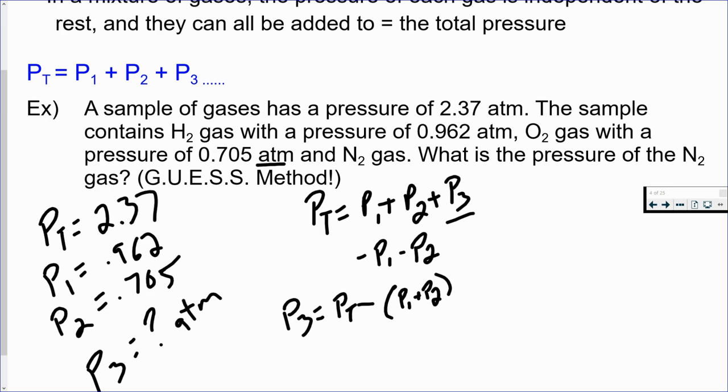So we're going to substitute those numbers in, and when you do that, you take 2.37 and you're going to subtract the sum of 0.962 and 0.705, and you will get P3, which is of nitrogen, to be 0.70 atm. Now you might go, Mr. Day, all of those pressures that we were given had 3 sig figs in it. Yes, but when you're adding and subtracting, you go to the least past the decimal. And since this one only had 2 past the decimal, our final answer can only have 2 past the decimal.